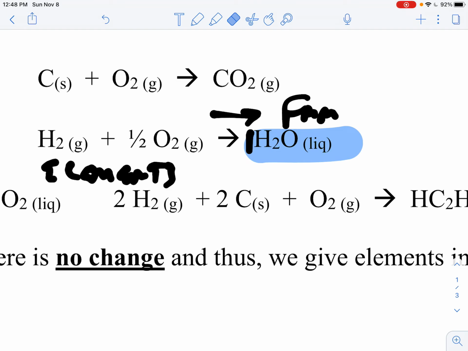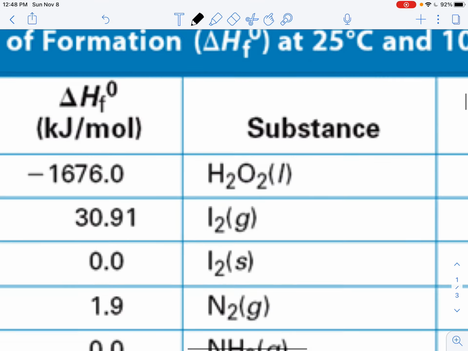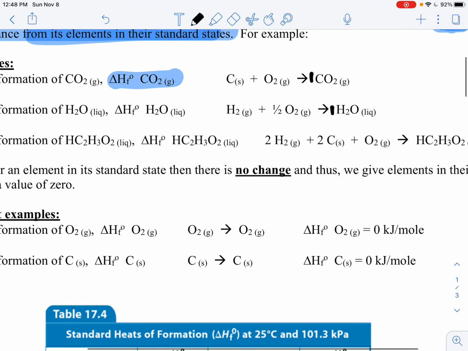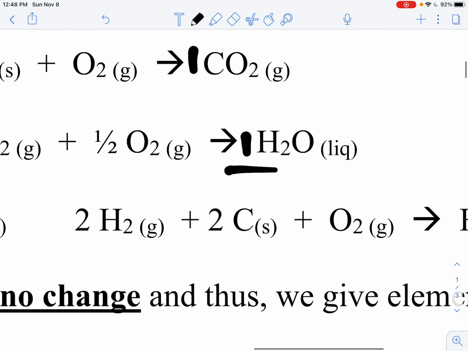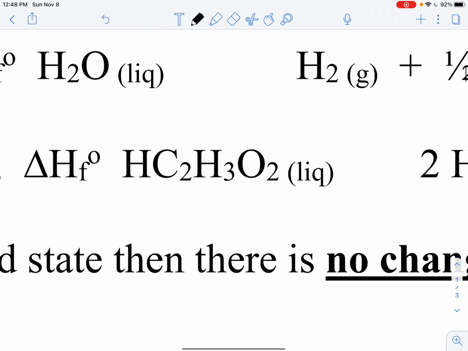So gas and gas, because hydrogen and oxygen are gas. You notice I have 1 hydrogen here and only a half of an oxygen because this system is forcing you to have 1 product. Okay? And the reason is that we want to have this as a per mole basis, so we want it to be for 1 mole of it.